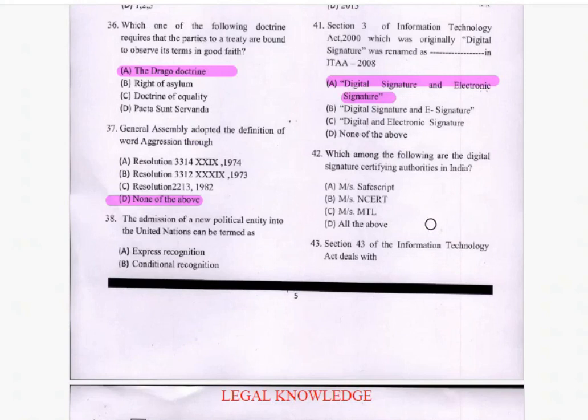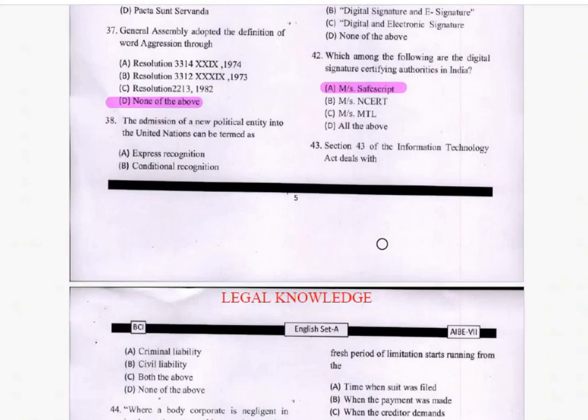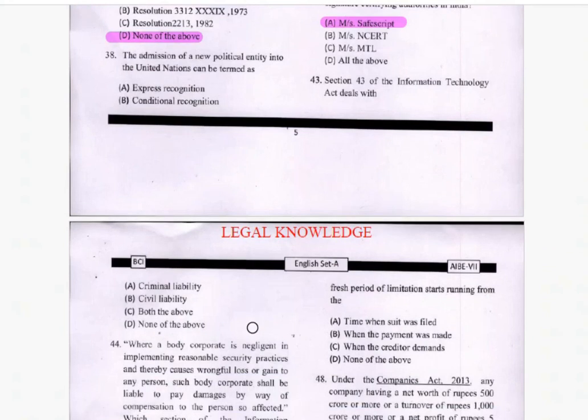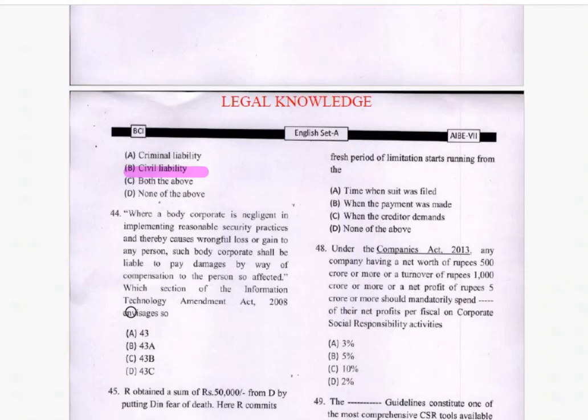Which among the following are digital signature certifying authorities in India? MS SafeScript. Section 43 of the IT Act deals with civil liability. Where a body corporate is negligent in implementing reasonable security practices and thereby causes wrongful loss or gain to any person, such body corporate shall be liable to pay damages by way of compensation to the person so affected. Which section of IT Act Amendment Act of 2008 envisages so? 43A.